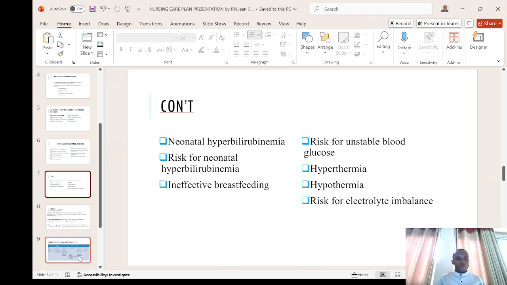Keep watching. We are giving you a very good nursing diagnosis to use, like this neonatal hyperbilirubinemia.